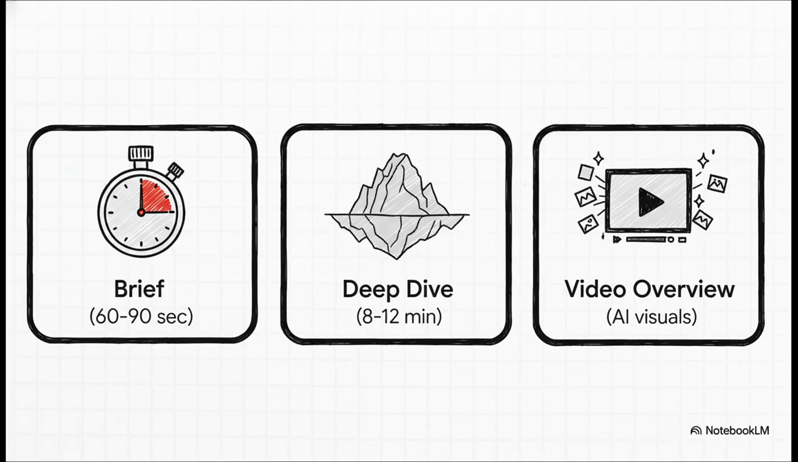Now, when you go to generate, you've got a few flavors to choose from. You can go for a brief, which gives you a quick 60 to 90-second video. Or you could ask for a deep dive, which is much longer, like 8 to 12 minutes, which you then need to edit down. There's also a video overview option that even throws in some AI visuals. For what we're doing here, you're probably going to start with either the brief or the deep dive.